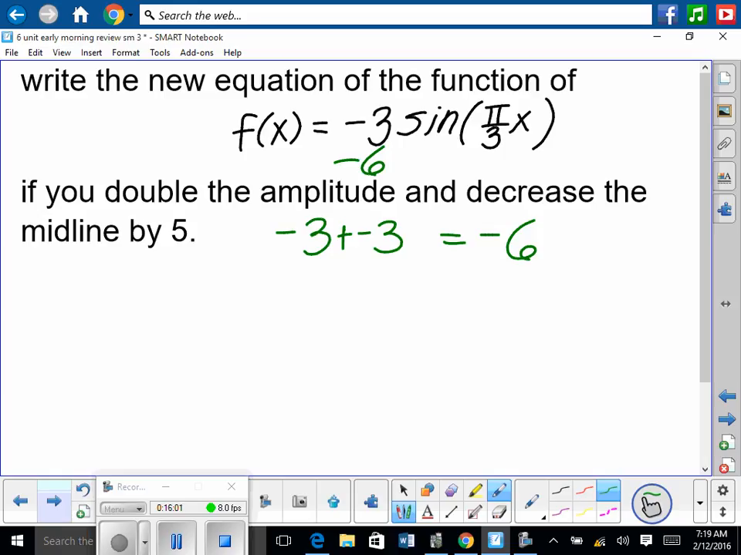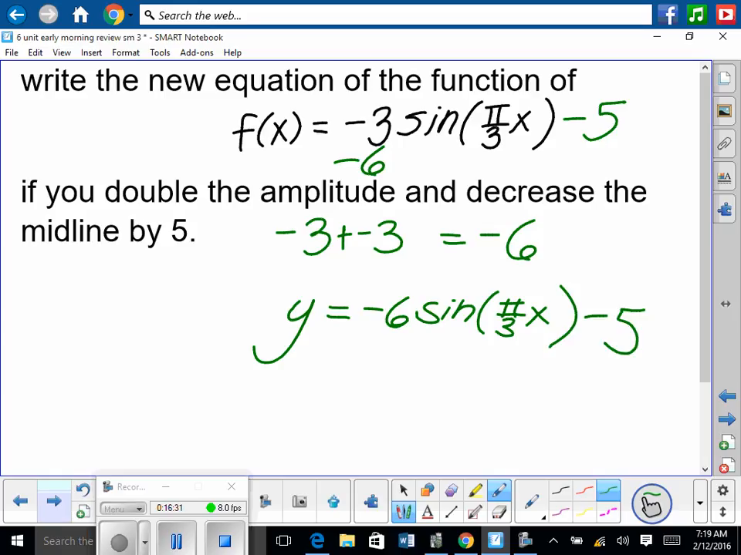And then it says decrease the midline by 5. So if you think about it, isn't that just taking it and shifting it down 5 units? Okay, so looking at this, there was no shift in the beginning. We started at 0, right? Everybody, no shift down. So we're just going down 5 units. So wouldn't we just put a minus 5 on there? So that would be our answer. Y is equal to negative 6 sine of, keep this the same, that didn't change, pi thirds x minus 5.